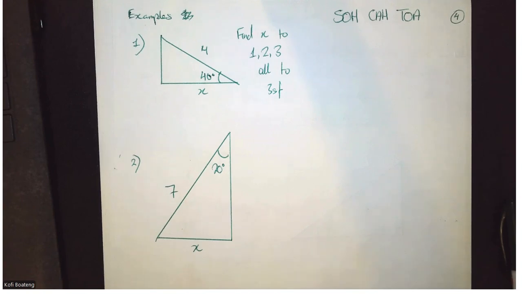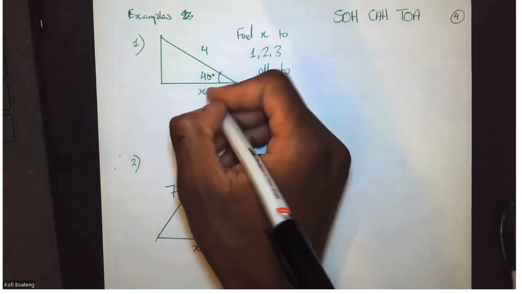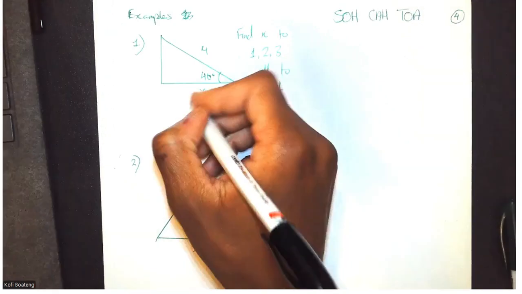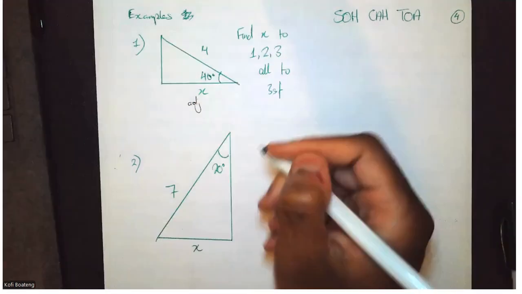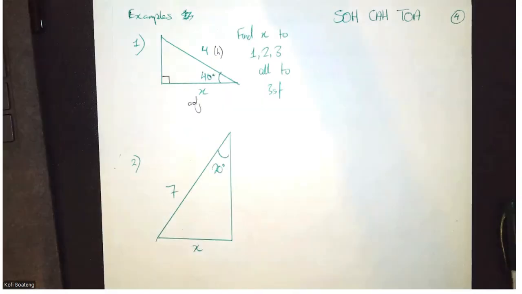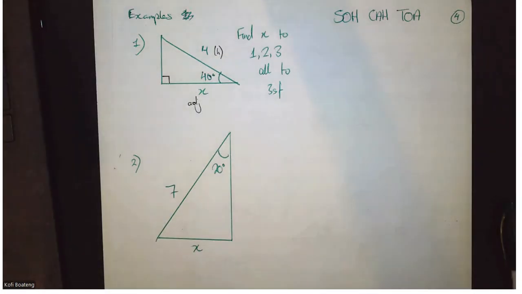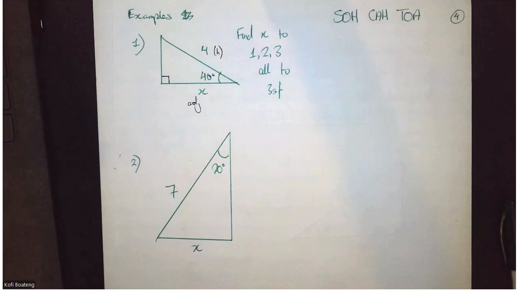In order to do this, let's start with question 1. Before you start, you need to start labeling. Now, we learned in the previous section that the side next to the angle is called the adjacent. So I'm just going to put adj. And the side opposite the right angle is clearly here, is called the hypotenuse, h. So this one uses A and H, adjacent and hypotenuse.